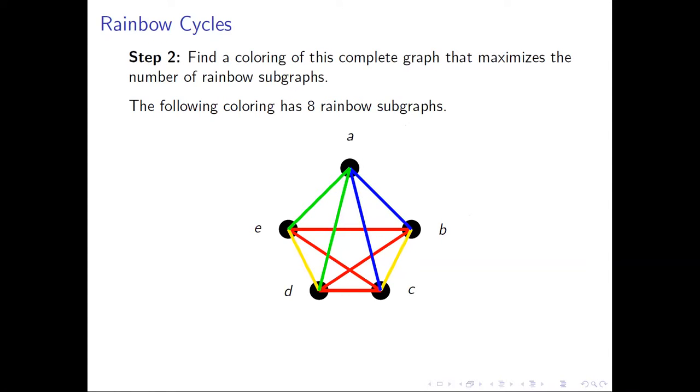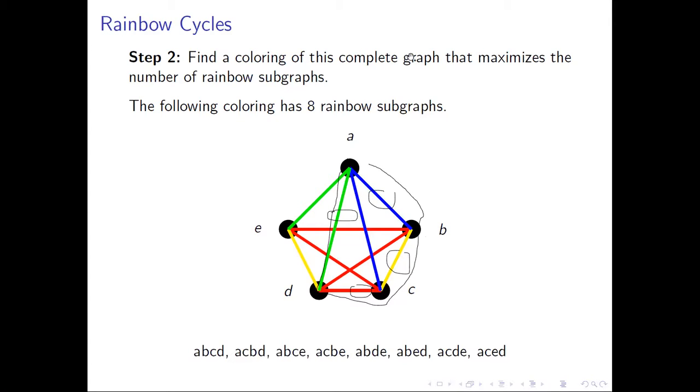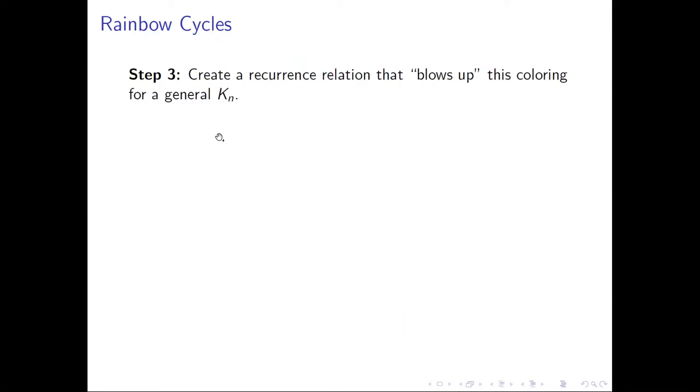Step 2, we're going to find a coloring of this complete graph that maximizes the number of rainbow subgraphs. We'll use this coloring right here. This has 8 rainbow C4 subgraphs. So for example, A, B, C, D right there has blue, yellow, red, green. That's a rainbow. In total, these are all of the rainbow subgraphs.